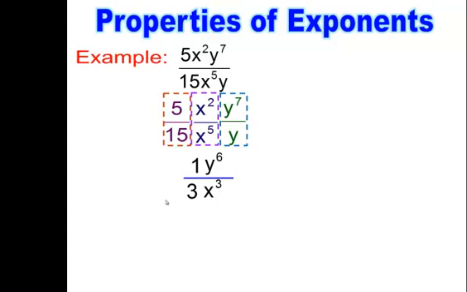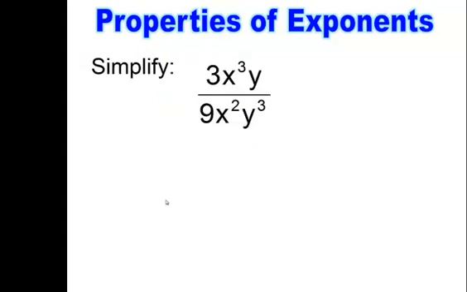So I want to be clear here. We can't leave that 1 on top because it's like a coefficient. And you can't have a coefficient of 1 in a simplified problem. So when you end up with a 1 up top and there's something else up top, you need to take the 1 away. So you end up having y to the 6th all over 3x to the 3rd. Pause and try.